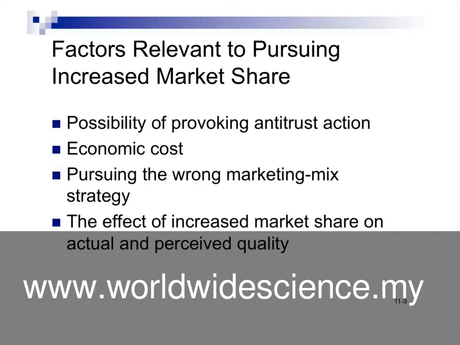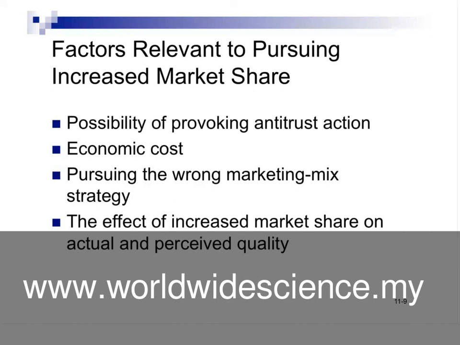Then we have pursuing the wrong marketing mix activity. Companies successful in gaining share typically outperform competitors in three areas: new products, relative quality, and marketing expenditures. So they have so many different products. Their quality is sometimes extremely higher, and the amount of money they spend on marketing is also huge compared to other competitors.